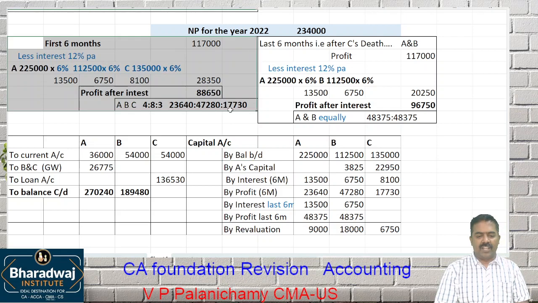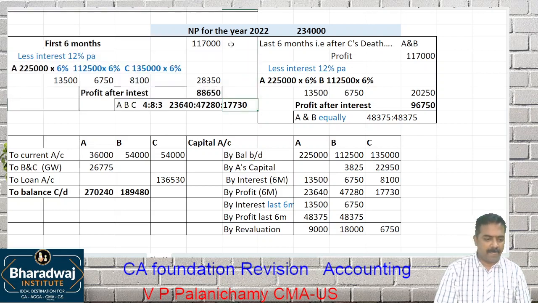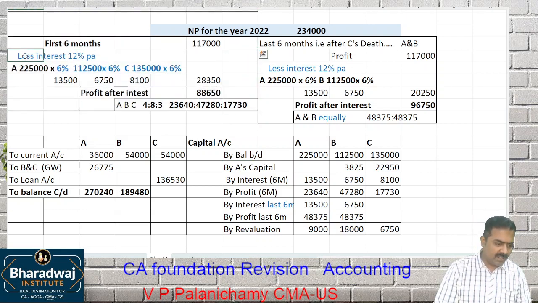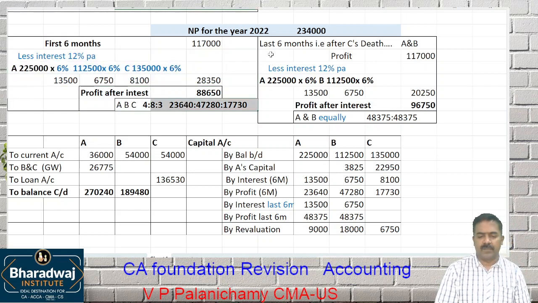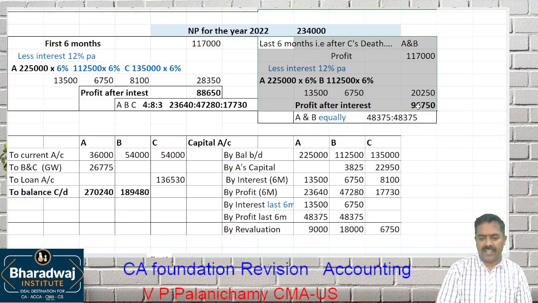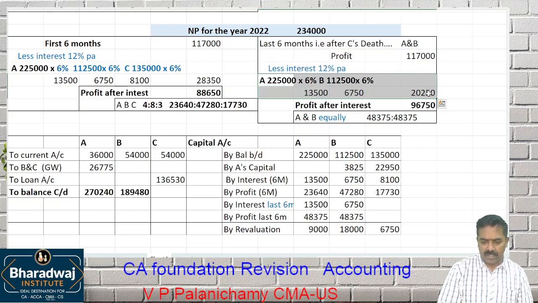Any doubt in sharing the profit for the first 6 months? 1,17,000 interest for the first 6 months, then shared amongst all partners equally. Next 6 months only A and B continue. Provide interest only for them. Then share the profit equally amongst the remaining 2 partners.